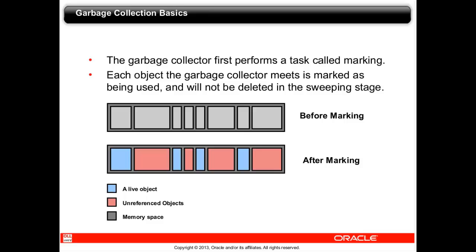So this slide shows one of the first concepts I want to mention, which is called marking. One of the main jobs of the garbage collector is to go through memory and identify which objects are live and which are not. So that's what this picture is trying to show. The first picture is our memory before we've marked it. We just have objects there. We don't know what's what. Then when the garbage collector goes through and marks the memory, we have live objects and then unreferenced or not live objects that we mark. The live ones are blue and the ones that are not are red.